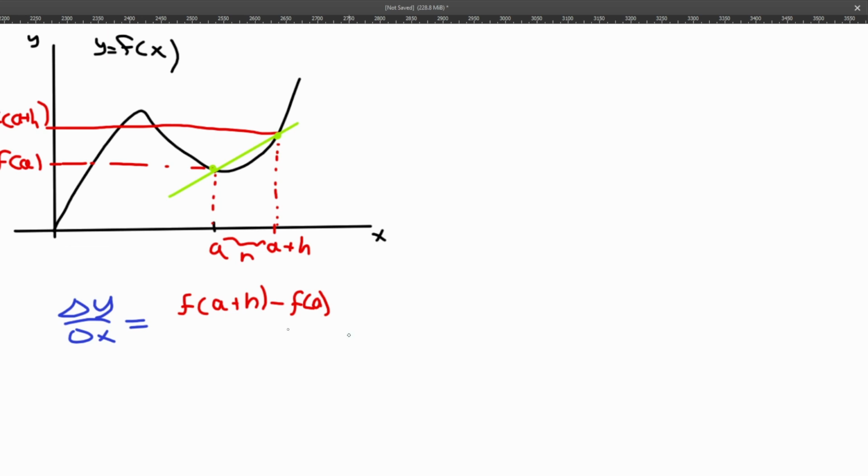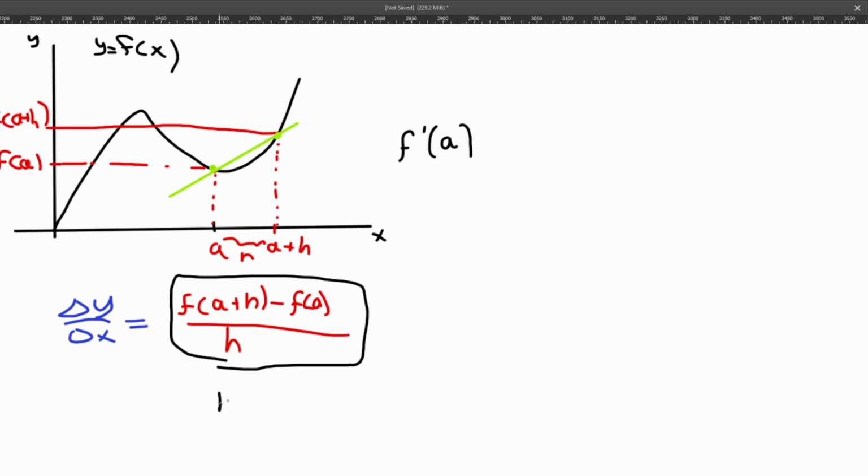And we say that the value of the derivative of our function at a, so f prime of a, the rate of change at a, is going to be this value as h approaches 0. Now we know that h cannot equal 0, otherwise we would be dividing by 0, and that's the paradox of the instantaneous rate of change. But the value that this approaches as h approaches 0 is going to be our derivative.